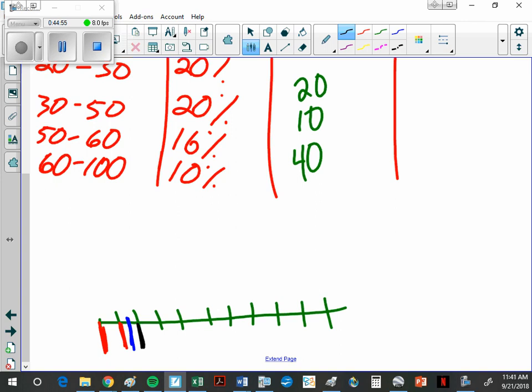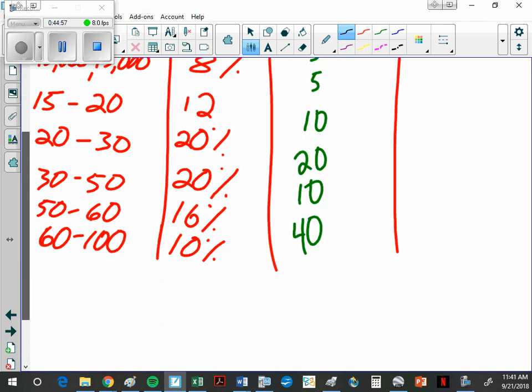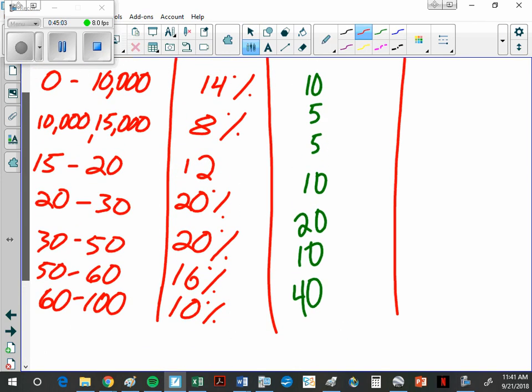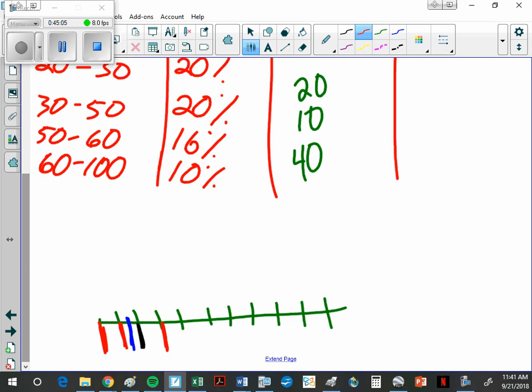So I've got an interval that's this big, and then I have another interval that's that big. Okay? And my next interval is 10. So this big. And then 20. So 10, 20, and then, oops, 10, and then 1, 2, 3, and then 40. Okay? Does everybody understand the widths?